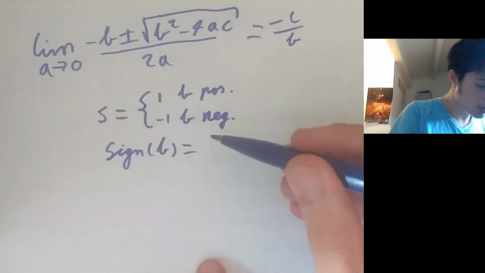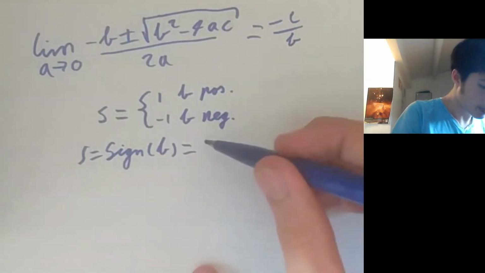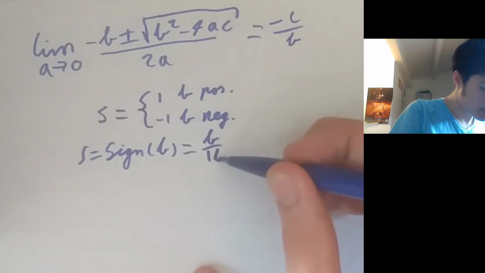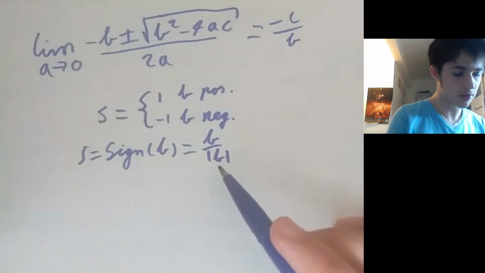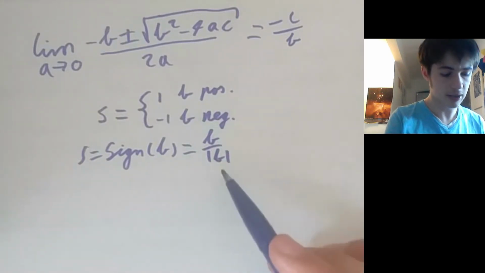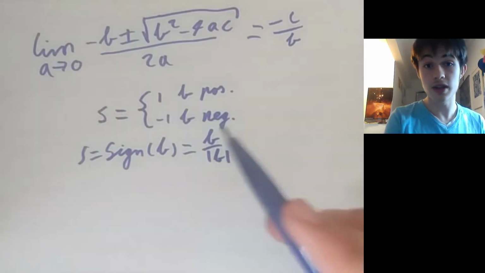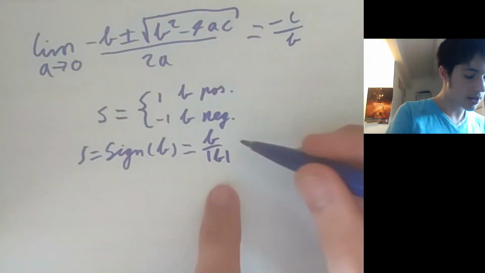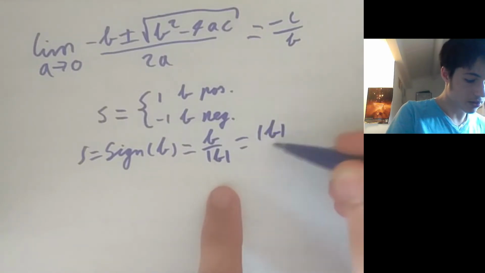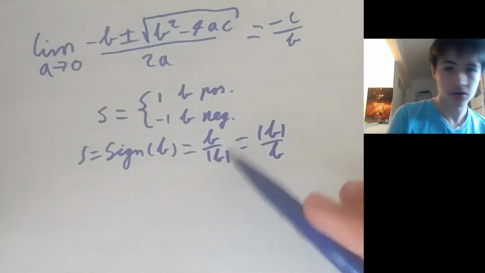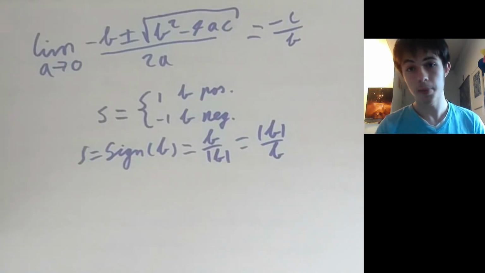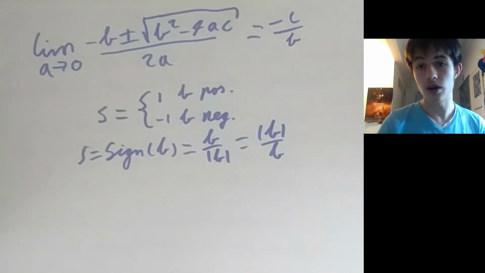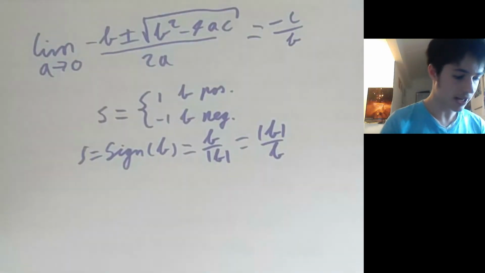It's also equal to b over the absolute value of b, and the absolute value of b is always positive. So if b equals the absolute value of b, this is 1, and if b is negative, this will yield -1. And this is actually also equal to the absolute value of b over b, because 1 and -1, when you invert them, you get the number back. 1 over 1 equals 1, and 1 over -1 equals -1.